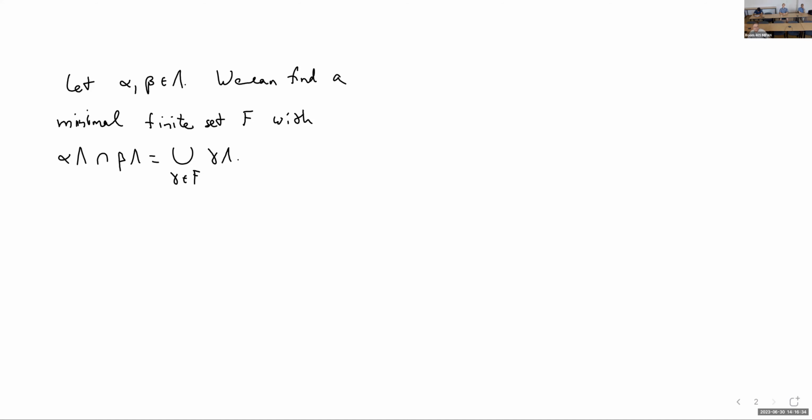Now, what does this mean? It means that each gamma is an extension of alpha and of beta. So we can write gamma as alpha times another element, which I'll call alpha sub gamma. And we can also write it as beta times some element beta sub gamma, because gamma is a common extension.